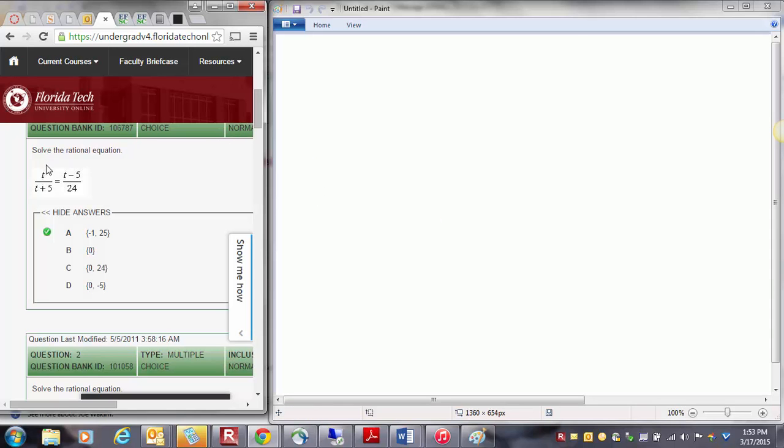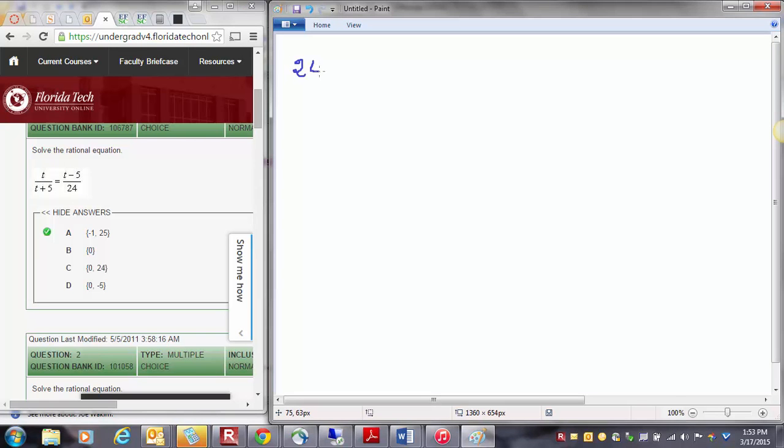So if you cross multiply, you're going to get t times 24, which is 24t, equals t minus 5 times t plus 5. And this is called difference of two squares. So the answer would be t squared minus 25. If you multiply t minus 5 times t plus 5, you're going to FOIL. So you go t times t, t squared, t times 5, 5t. Then you have negative 5 times t, and negative 5 times 5, negative 25. So the 5t and the minus 5t will cancel.